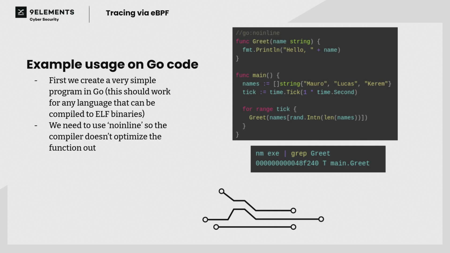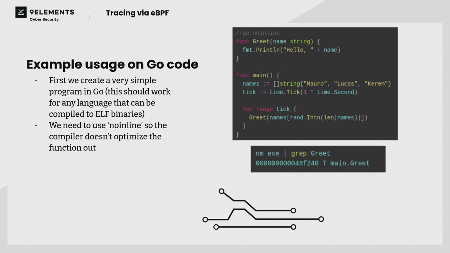So here's an example on doing this in Go code. I also have another example that's not using Go code. It's just a very short code snippet with a main function and a greeting function that simply takes in a string and prints it out.